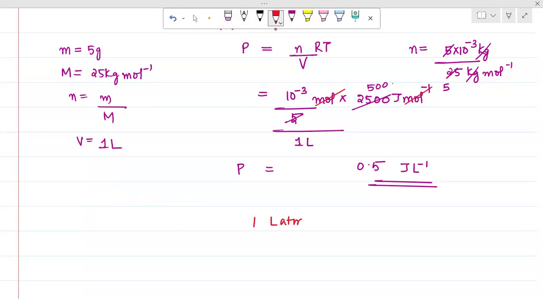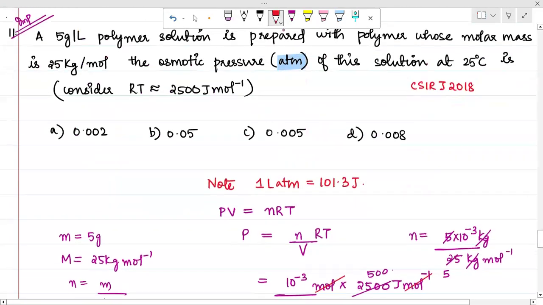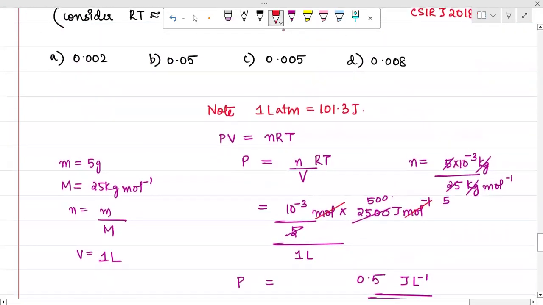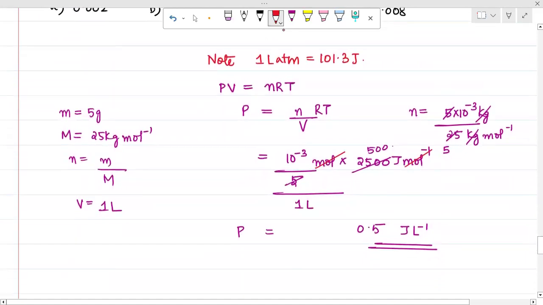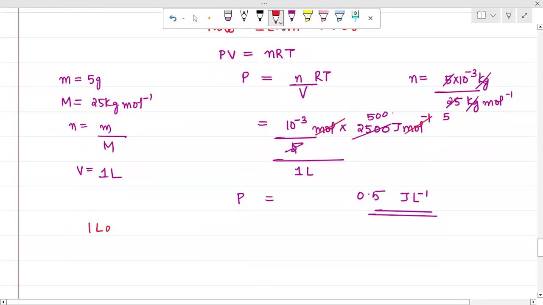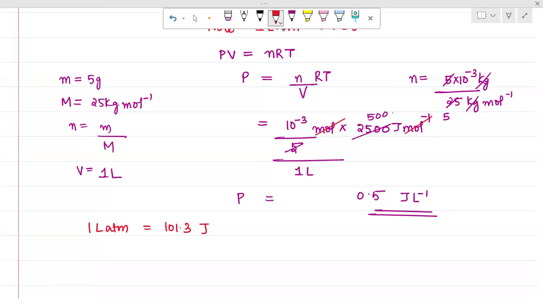Or I'll write it over here. 1 liter atmosphere, just a second, please. So this is in joules. Okay. So if I rearrange, 1 liter atmosphere is equal to 101.3 joules. So if I want the value of liter atmosphere that corresponds to 1 joule, because I have to replace over here this joule, what do I do? I will divide it by 101.3, correct? That much liter atmospheres.